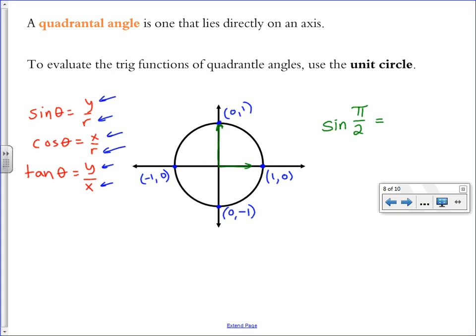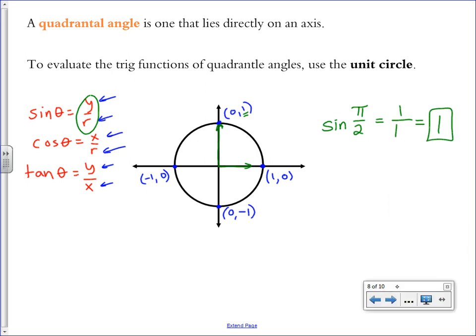I know that sine is y divided by r. So I just figure out what's the y value right there at 90 degrees. The y value is 1. And the radius of a unit circle is always 1. And so the sine of 90 ends up being 1. Really simple, right? Let's do the sine of pi.